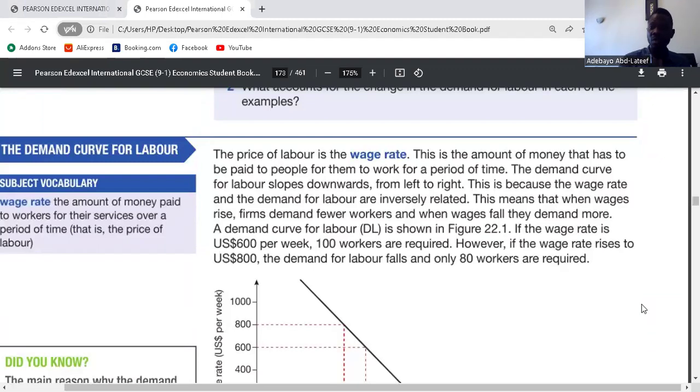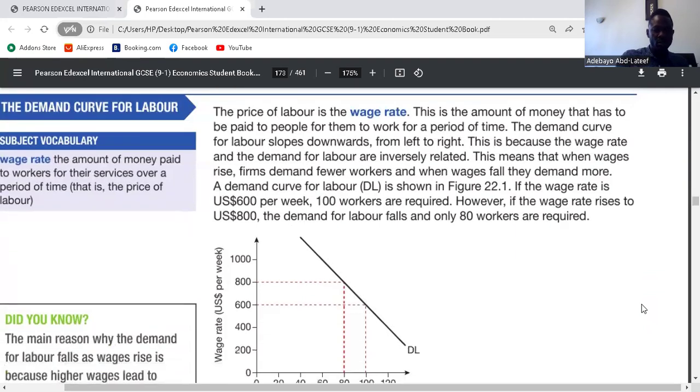The demand curve for labor is always downward sloping. Why is it downward sloping? It's downward sloping because as soon as the wage rate increases, the demand for labor falls. If wage rate falls, the demand for labor increases. So when wage rate increases, firms will not be willing to employ more workers because it increases their cost. But as soon as wage rate falls, they have the incentive to increase the number of workers they have. That is why it is inverse. There's an inverse relationship between the wage rate and the amount of labor demanded. Is it clear? Are you sure it's clear? Yeah. So we go down.